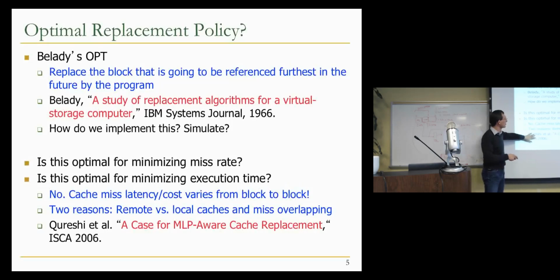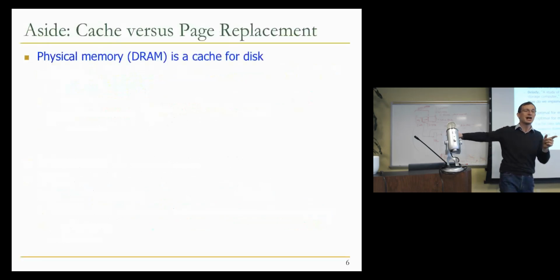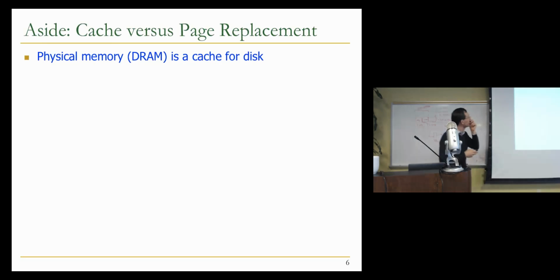This paper actually shows that this policy is not optimal for minimizing miss rate, given that you have miss overlapping in current out-of-order processors. Because a miss that happens alone by itself is much more costly than a miss that happens with many other blocks in parallel. Okay, we'll get to that.